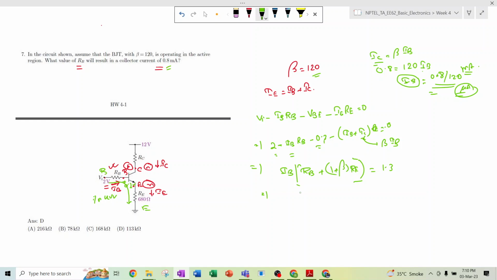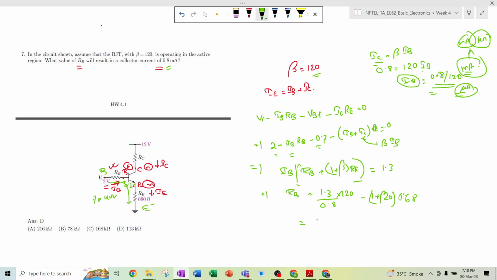Okay, now RB is nothing but 1.3 divided by IB, which is 0.8 by 120, right? So 0.8 divided by 120, minus (1 plus beta), is 120, and RE is already given, this is 680, so it is 0.68. We usually write the current in milliampere and the resistance in kilo ohm, so that the units match, right?